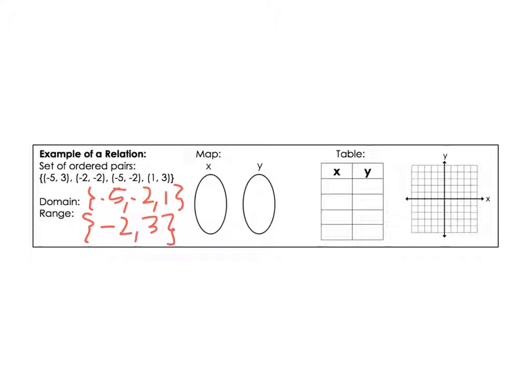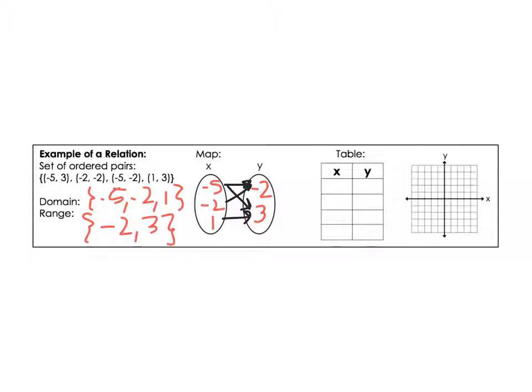Then when we put it in a map, we do the same thing. So we do -5, -2, and 1, and the domain will be over here. And the range will be over here, so it'll be -2 and 3, -2 and +3. Then we'll do arrows. So -5 goes with the 3, -2 goes with the -2, -5 also goes with the -2, and 1 goes with the 3.